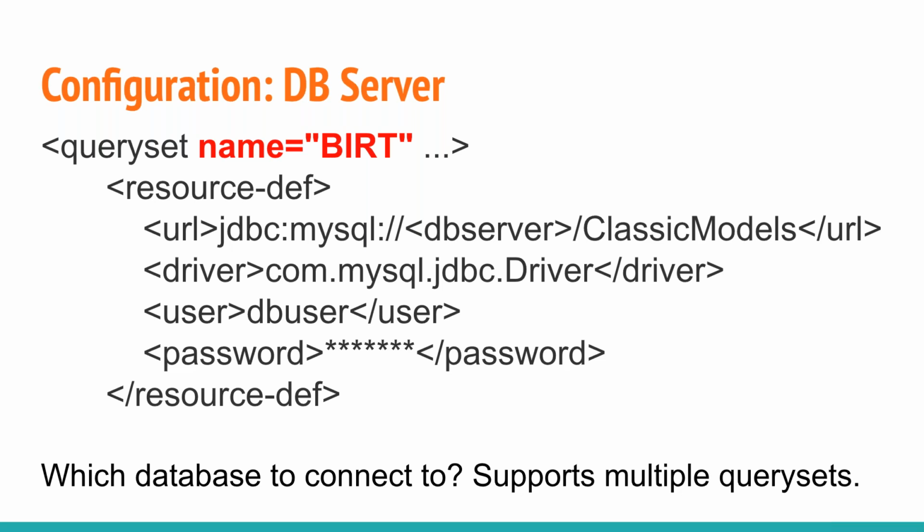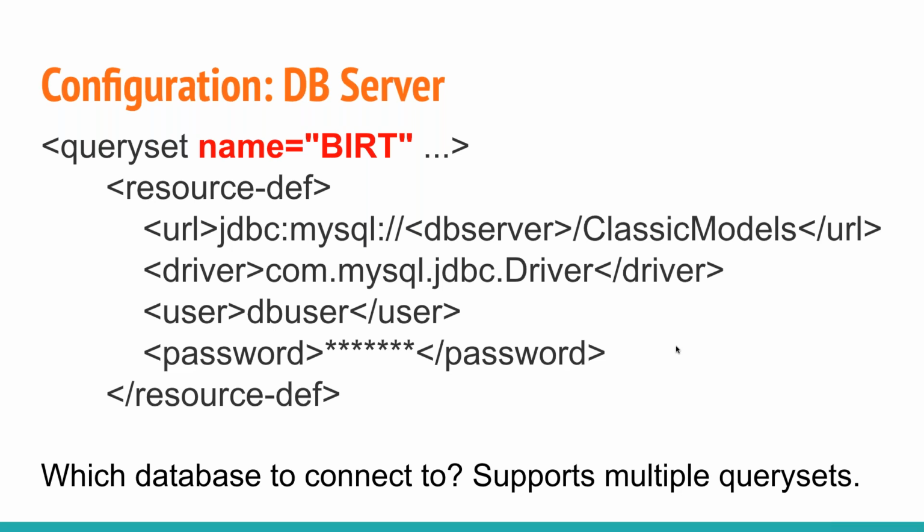And the configuration is very straightforward. There's a root element called query set, which has a name. It's highlighted in red over there, and we'll see why later on. In this case, it happens to be BIRT, capital BERT, the name of this query set. And then there are a few things down there that tell us how you connect to the database. What's the URL? What kind of driver is necessary? What is the username, password, etc. Pretty standardized stuff. Don't have to worry about the individual details right now.